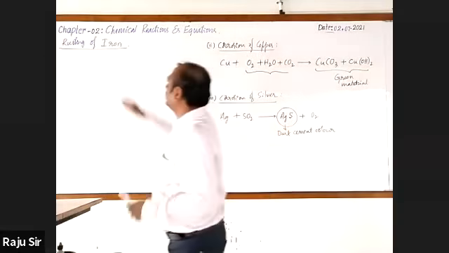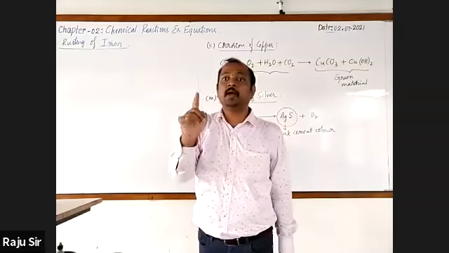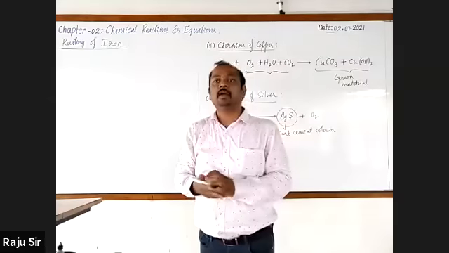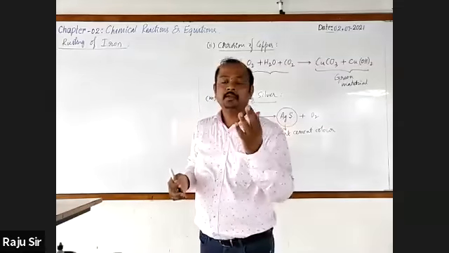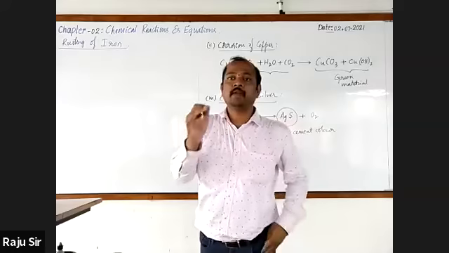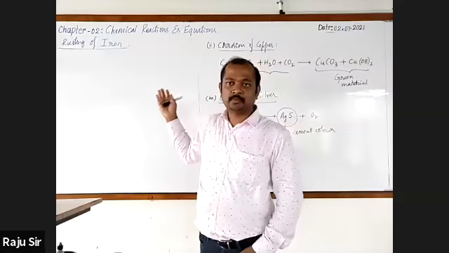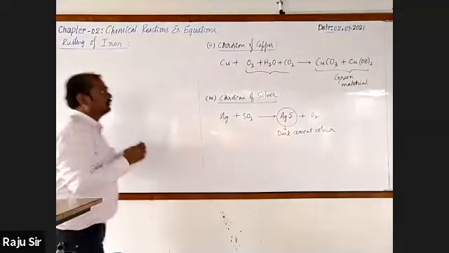Right. Rusting of iron means it is the process in which iron reacts with air and water, oxygen and water, and produces a brown flaky substance called rust. The process is known as rusting.